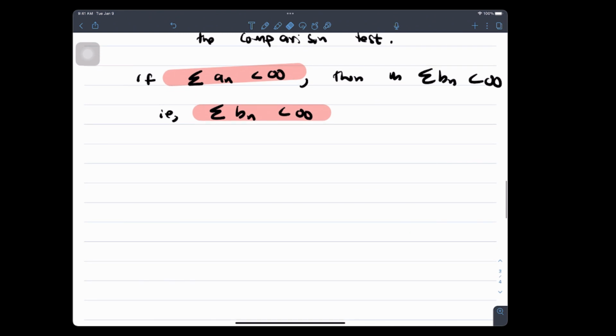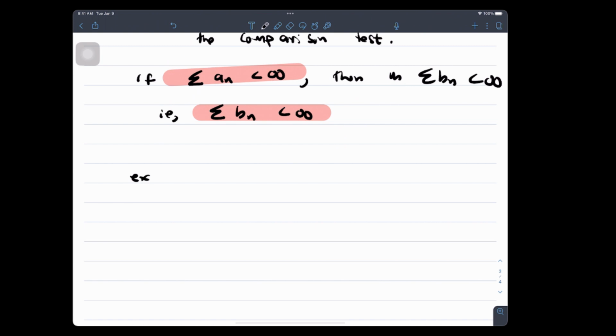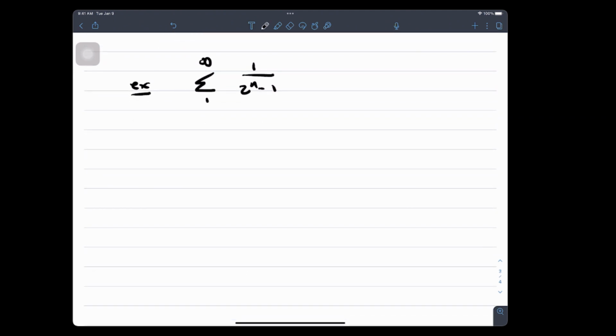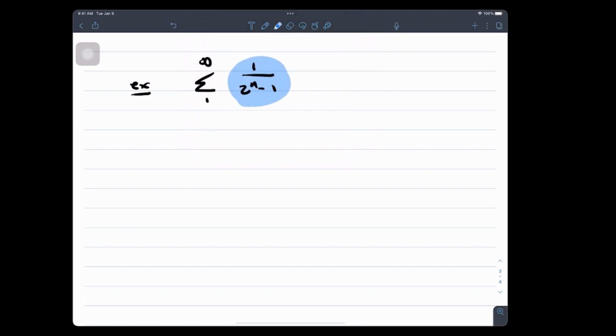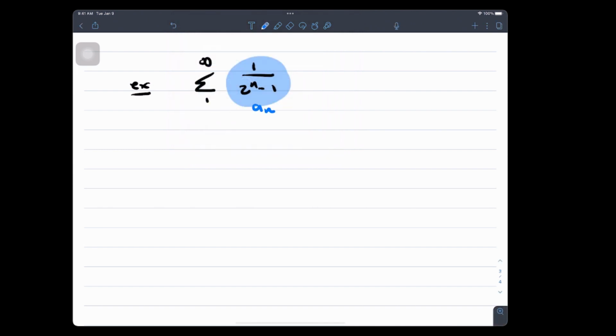So they always start off with this very simple example here. And in the examples in your book, you have this particular series here. This is the book's example. Now, here's what's going to happen, ladies and gentlemen. Here's how to use this particular comparison test.